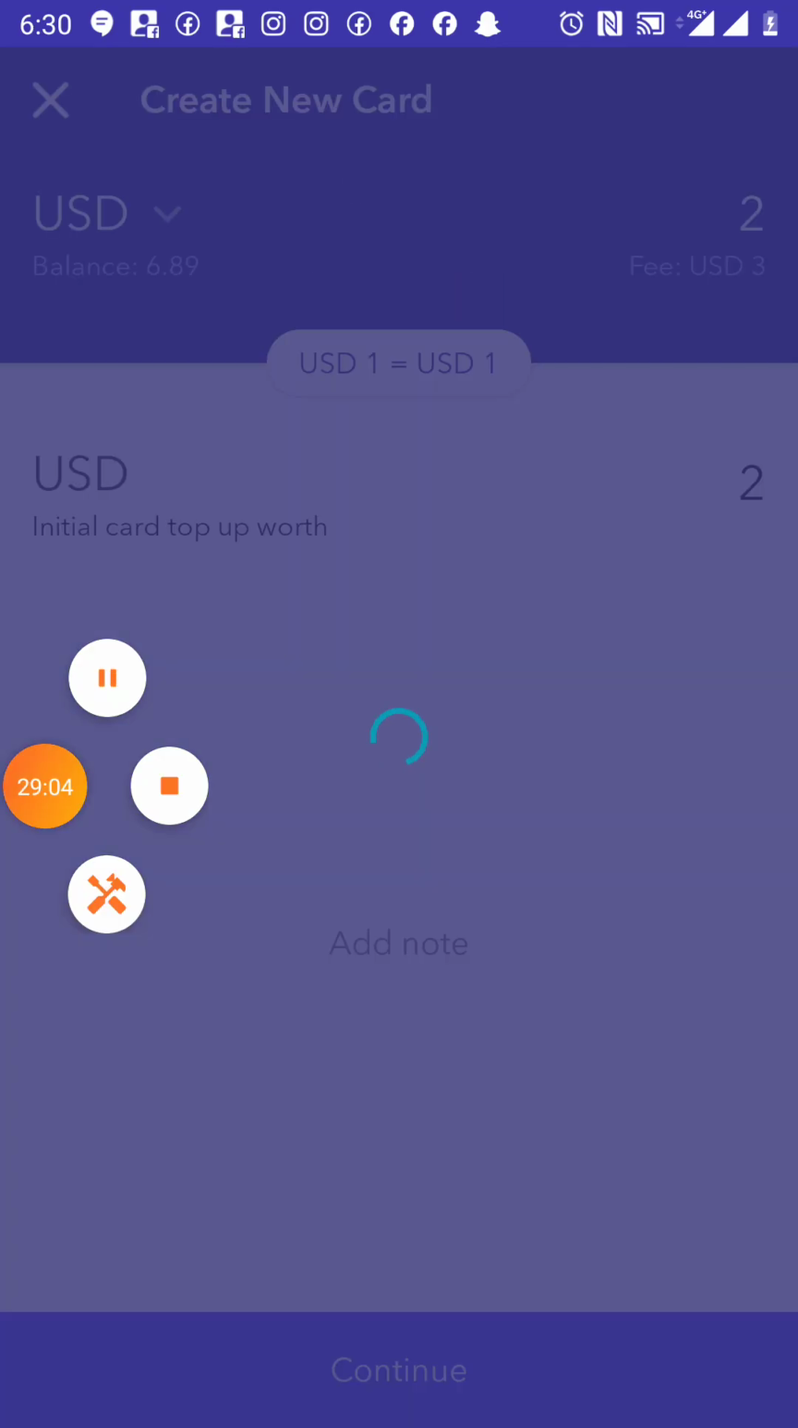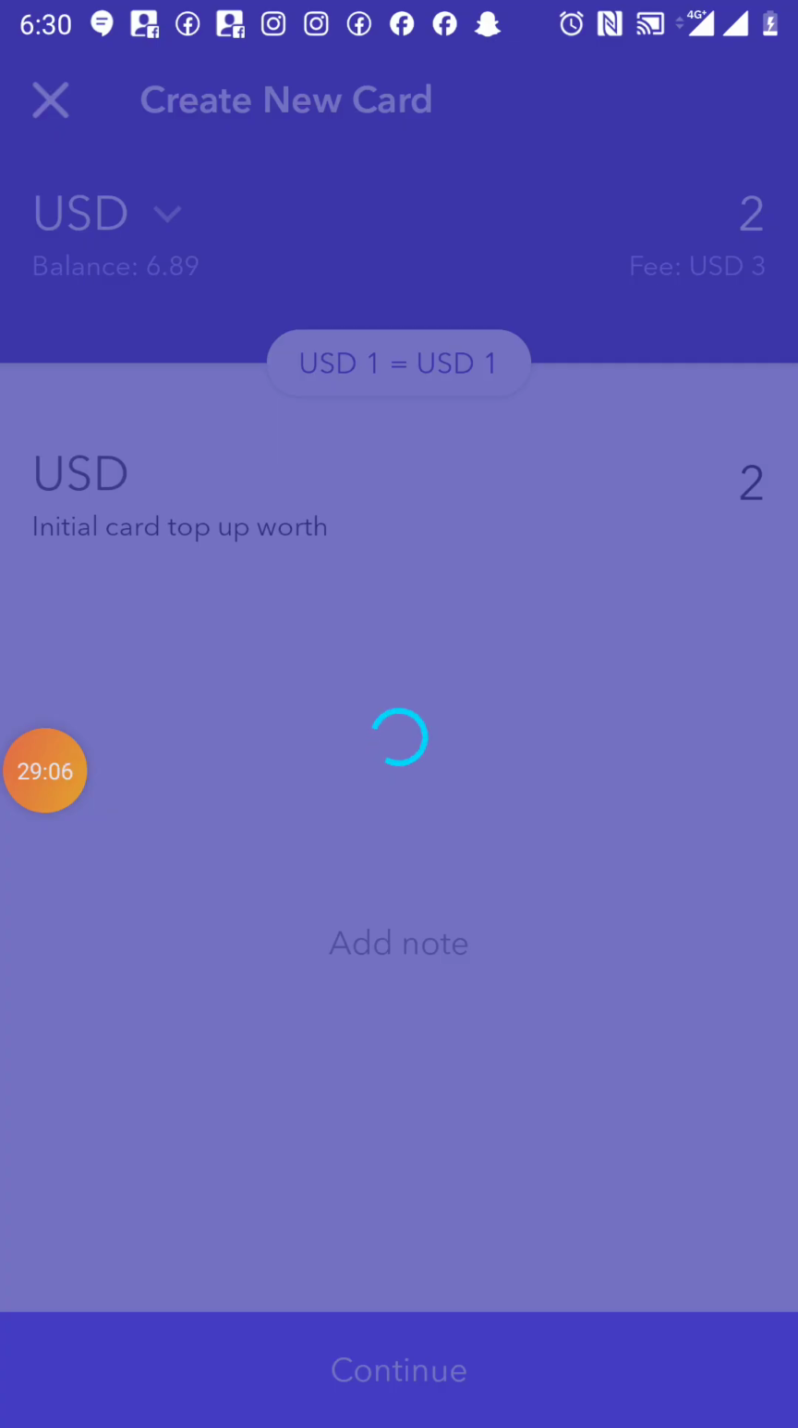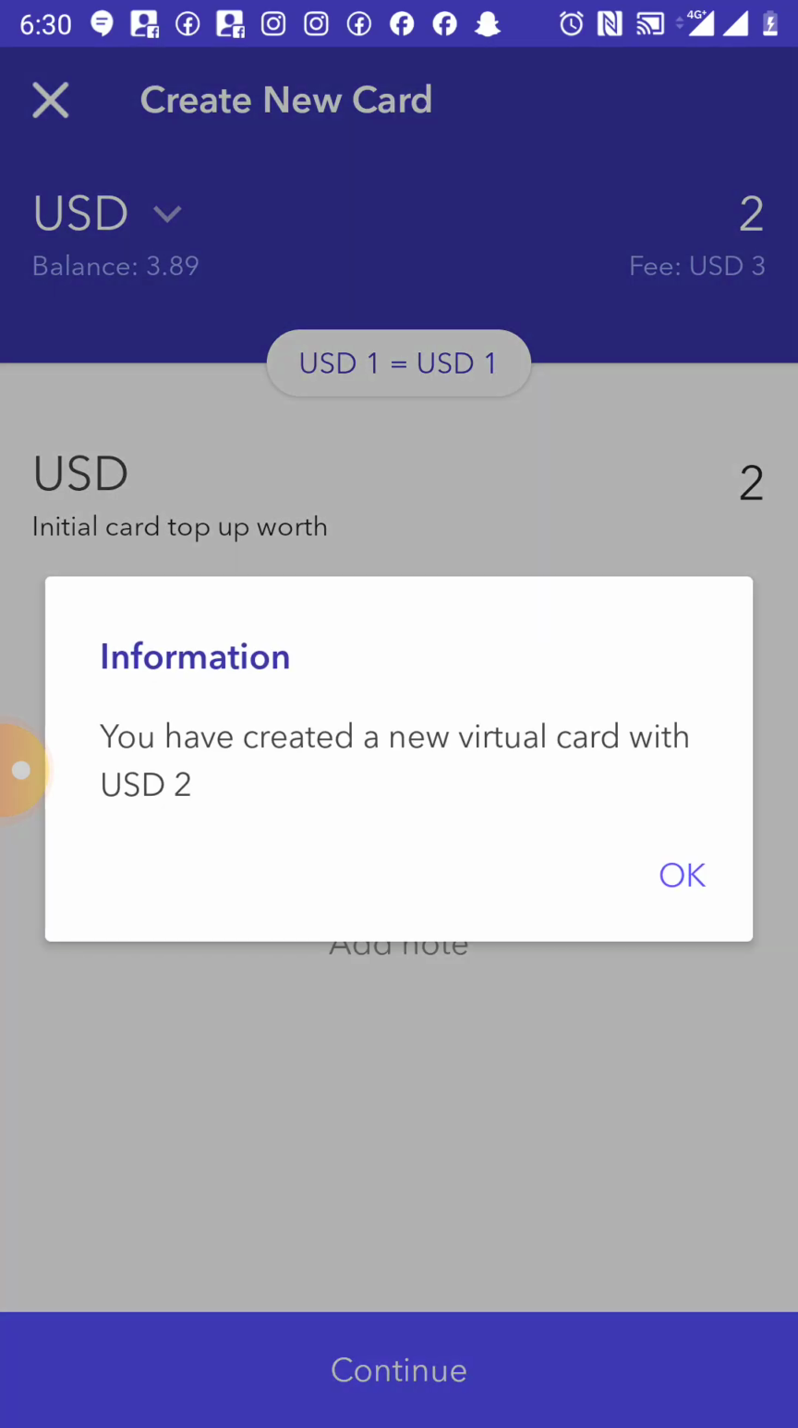After putting it in, are you seeing? It is basically loading. Creating the card. They are going to hide my details, so you're not going to be seeing them. Are you seeing? You have created a new virtual card with US dollars that are basically $2 US on my account. So that is it. The card has been created, and where do we go to see that card that has been created?